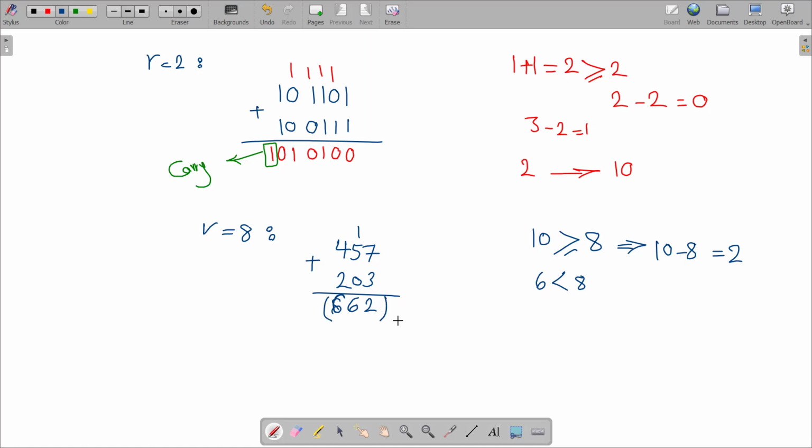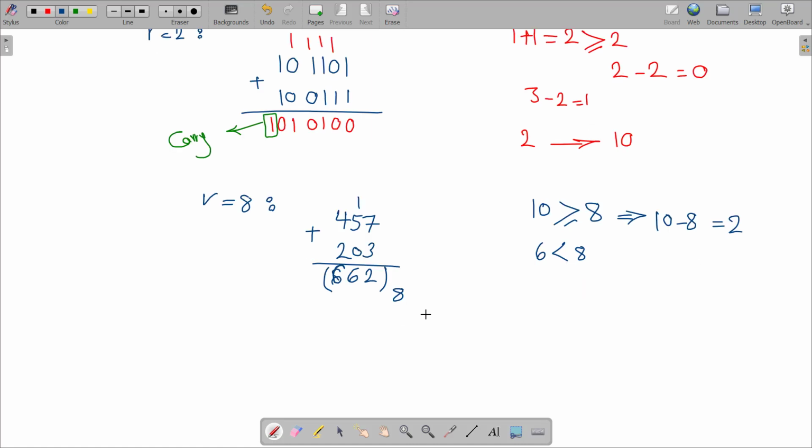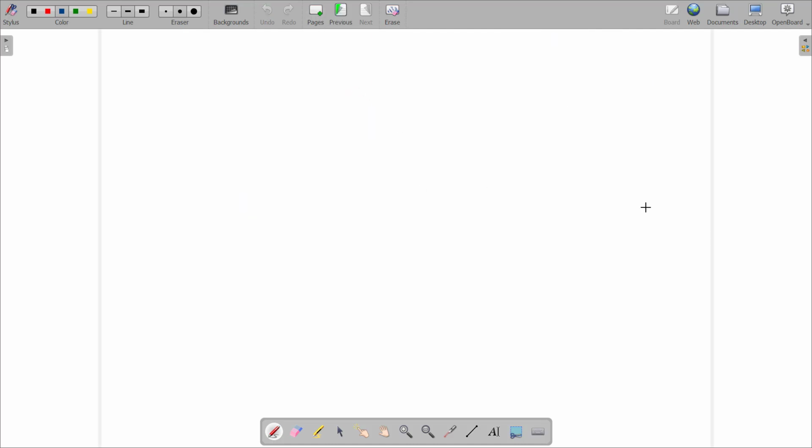Now this is the addition of two numbers in the case of octal. The same thing happens for hexadecimal. Now what about the subtraction? What about the arithmetic subtraction?